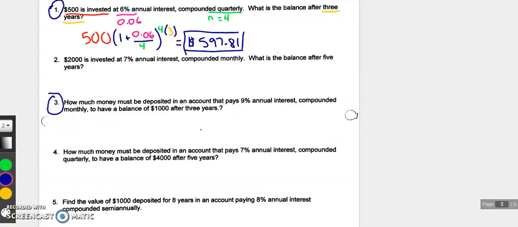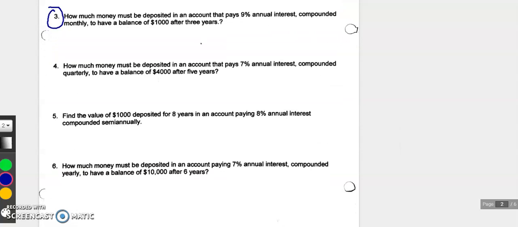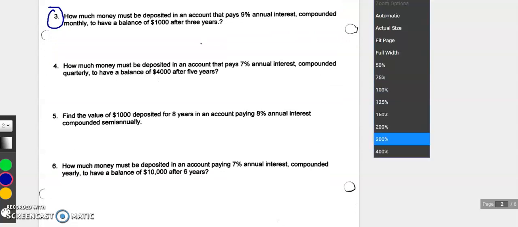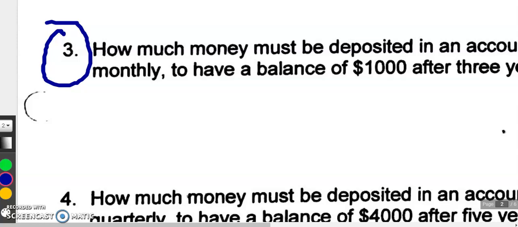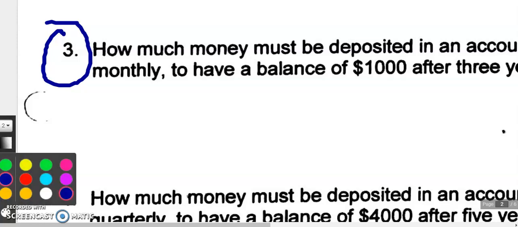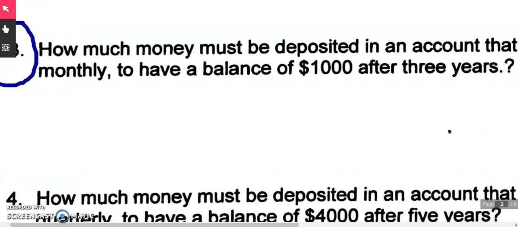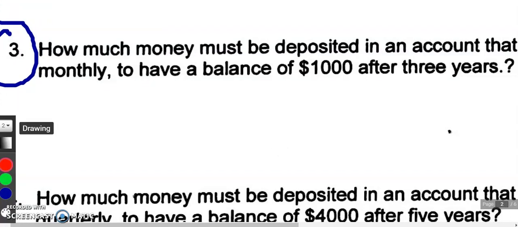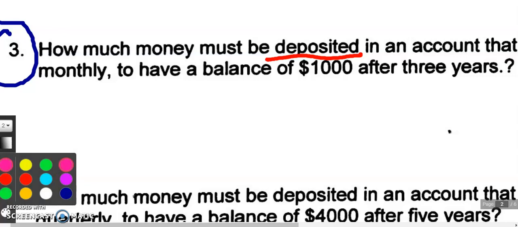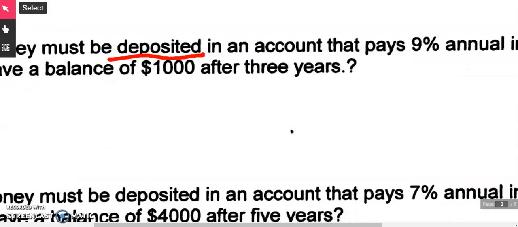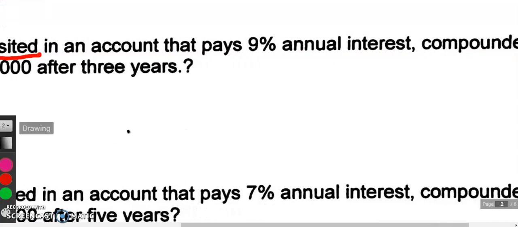All right, let's look at one more. All right, so let's go through and set this up the same way. So notice this time it asks us how much money must be deposited. So we are not given a starting value. But we are given an interest rate, which I'm going to rewrite as 0.09.